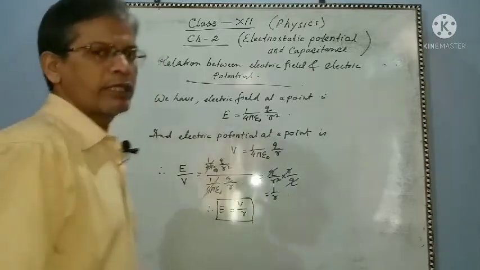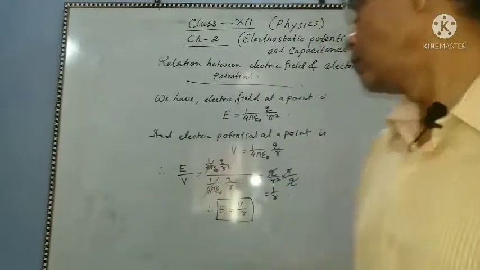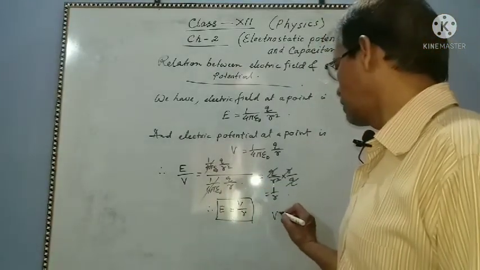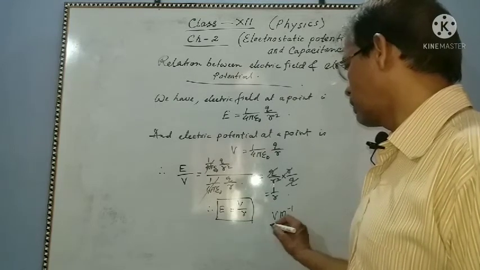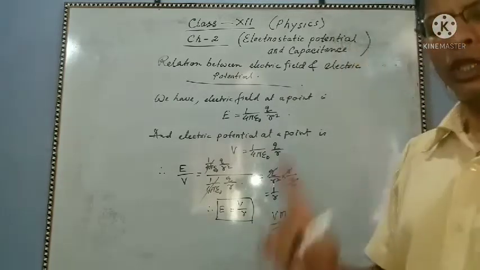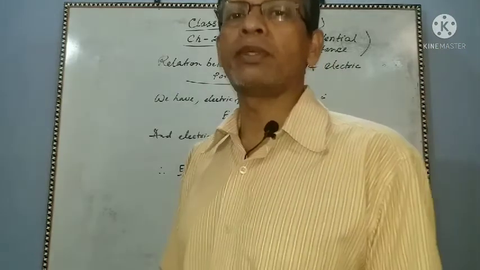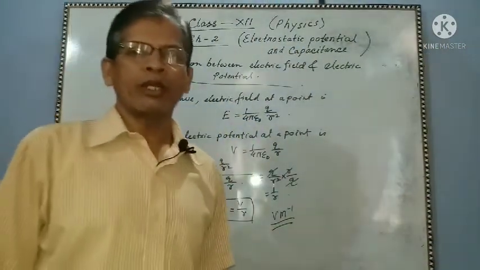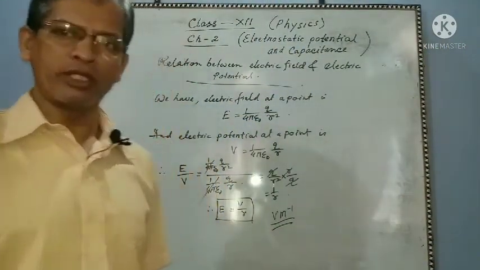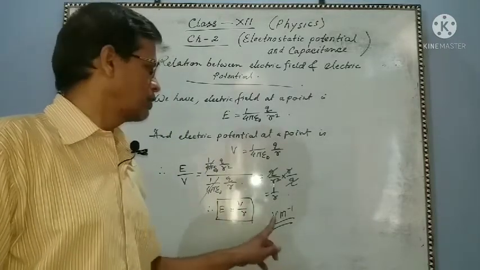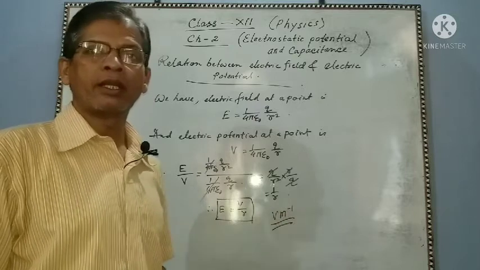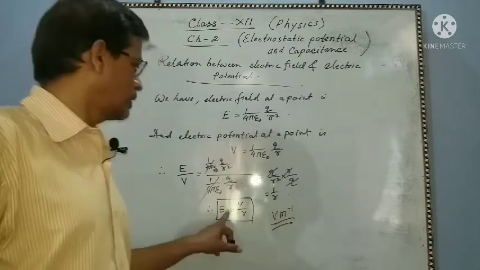From this relation we get the unit of electric field as volt per meter, the SI unit. In the first chapter we wrote that electric field is equal to Newton per Coulomb. This is also right. And from this expression we can say electric field equals volt per meter. Clear? This is the relation.